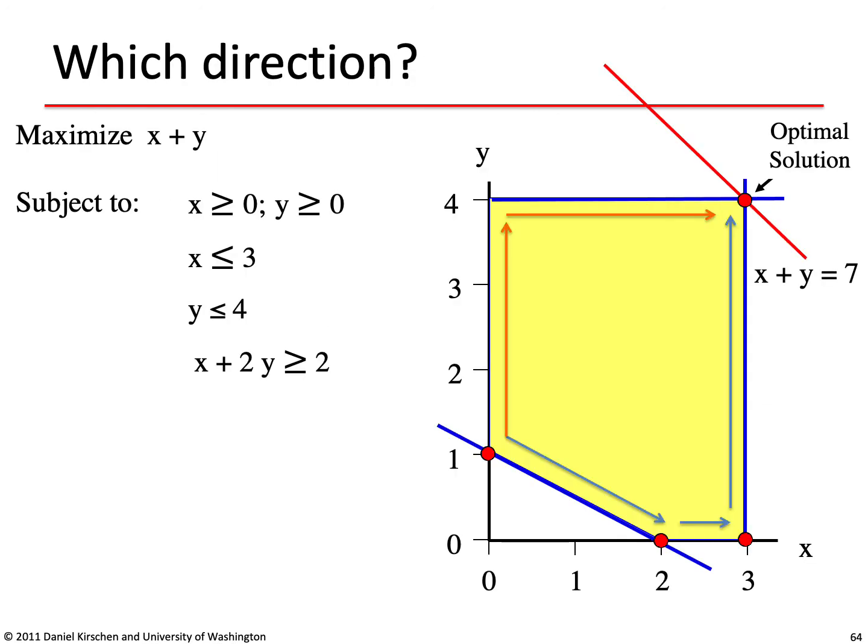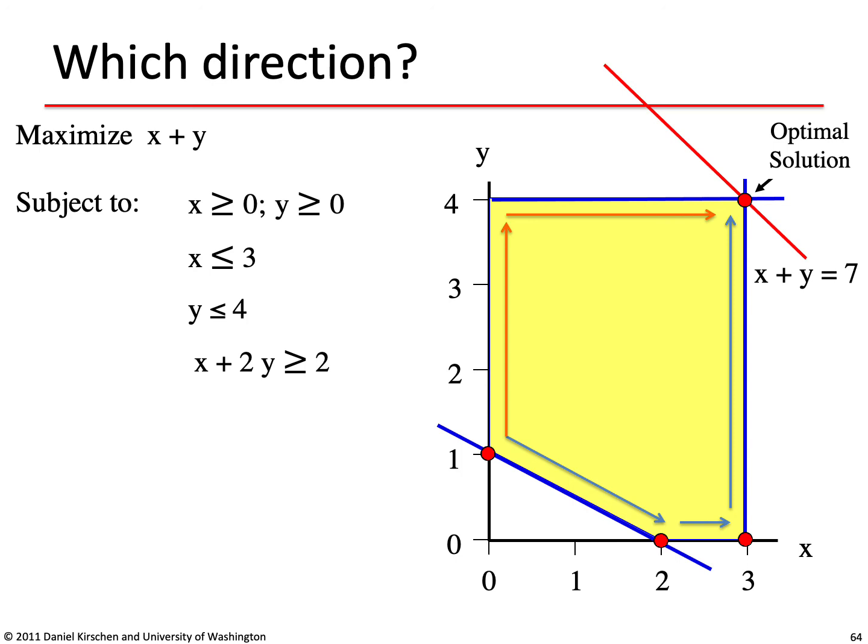To illustrate this last point, let's go back to the two-dimensional example. In this example, I started from point x equals 0, y equals 1, and I found the optimal solution by moving counterclockwise along the edges of the feasible set, and it took me 3 steps to get to the optimal solution. However, I could have gone in the clockwise direction, going from x equals 0, y equals 1 to x equals 0, y equals 4, and then from that point to x equals 3, y equals 4. It would have taken me only 2 steps.